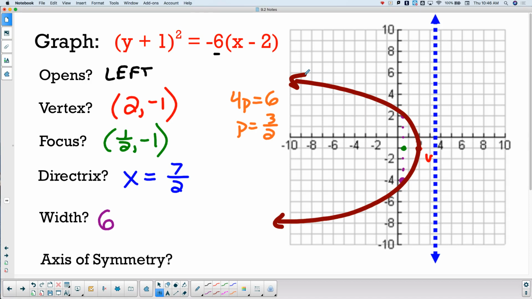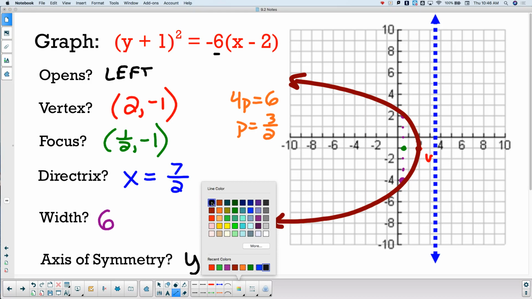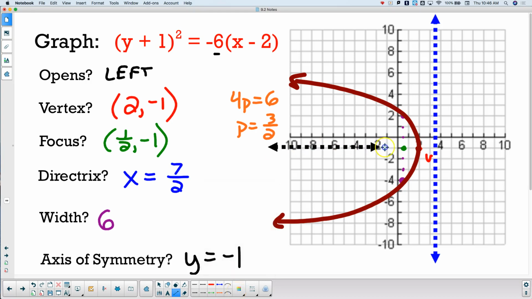Okay. Brett, last one, axis of symmetry. Y equals -1. Love it. Good job. And that's all she wrote.